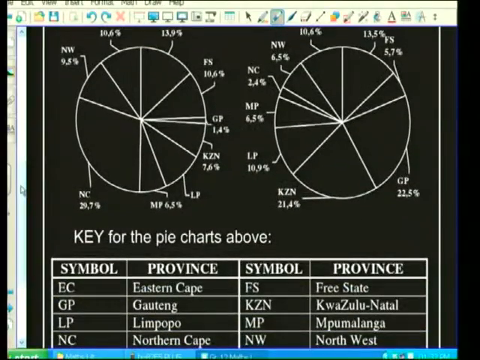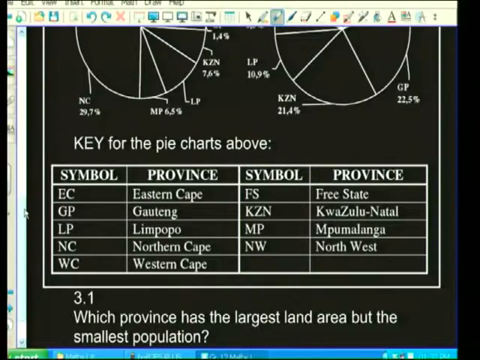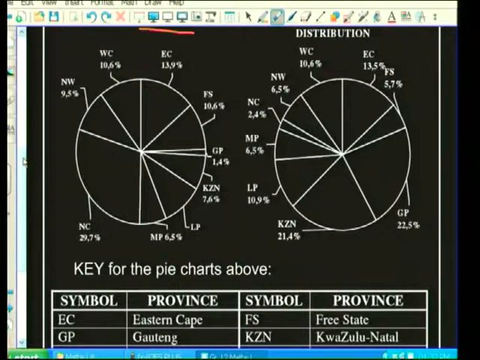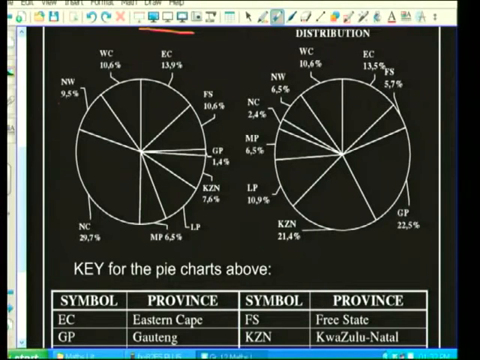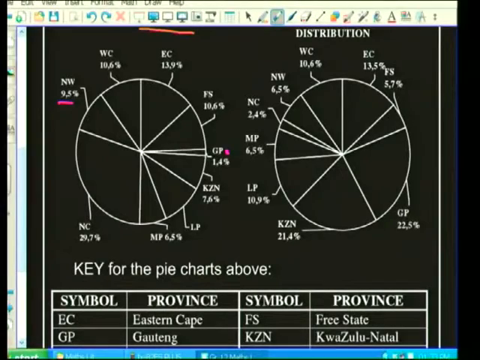So let's go through it, and I think they've given us all our symbols. We've got our symbols, the Eastern Cape, Gauteng, Limpopo, etc. If we go through our pie chart, we can see the Northwest takes up 9.5%. They've given us all the percentages, or most of them, and each one of these represents one of the 9 provinces. Clearly, Gauteng takes up the smallest part of land compared to the whole of South Africa. And which is the biggest? Well, the biggest is the Northern Cape.